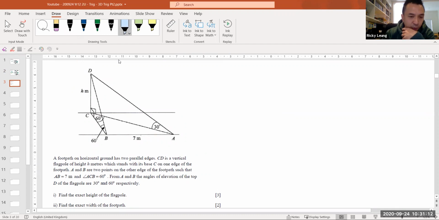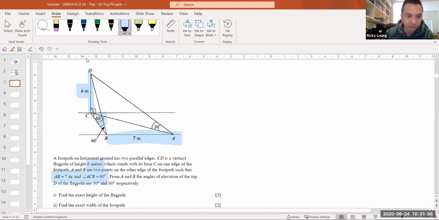Let's have a look. Additional to what we normally do, there's a footpath on the horizontal. The footpath has 2 parallel edges. So that and that is a footpath, like a road on the floor. See these horizontals, like we always get, with H meters. With its base on C, one edge, and A and B are 2 points, where you're given that AB is 7 meters. In this one, it looks like we're going backwards, where instead of giving you the height and finding the distance between them, they've given the distance, and now we've got to find the height, where ACB is 60 degrees. So they gave you the angle in between as well.